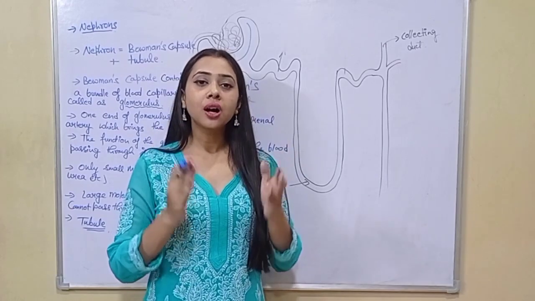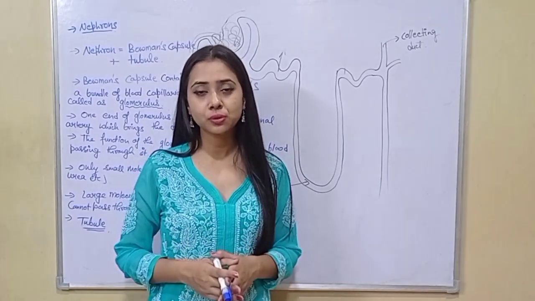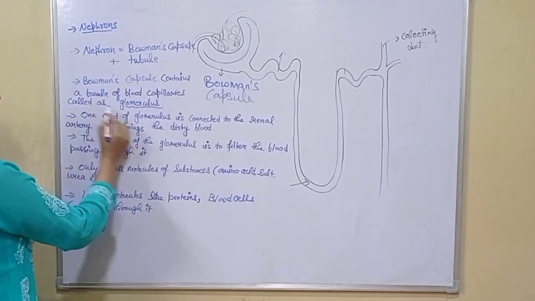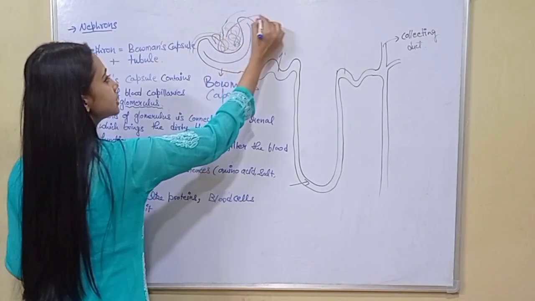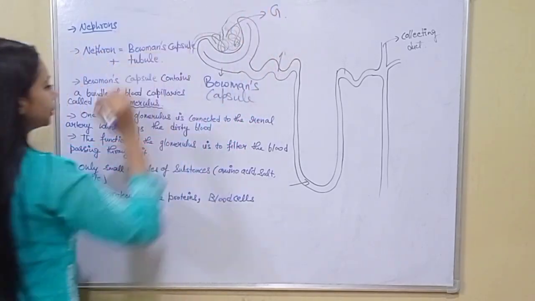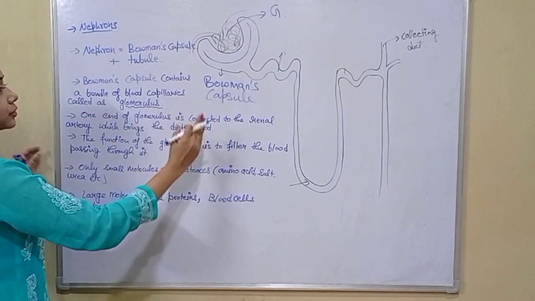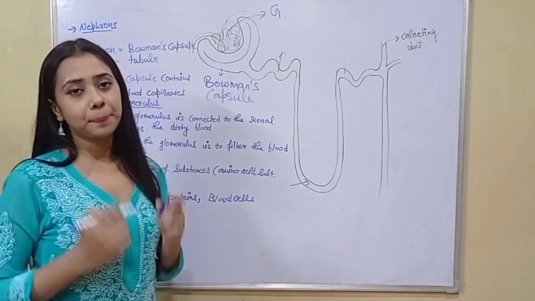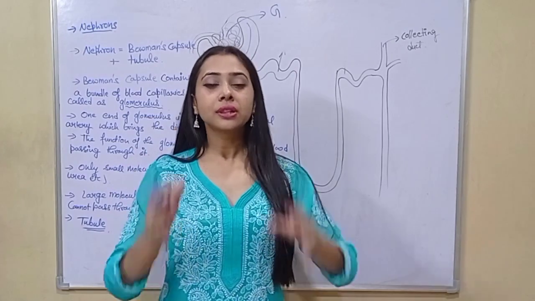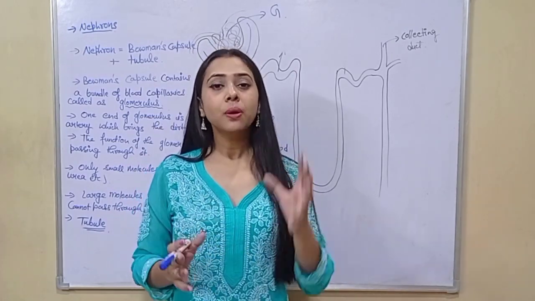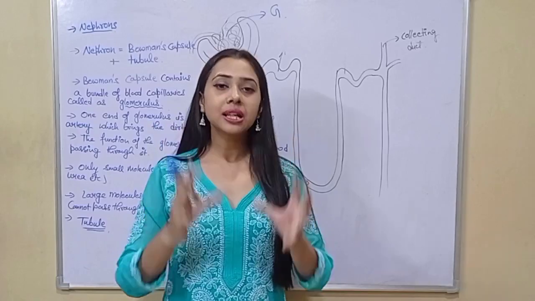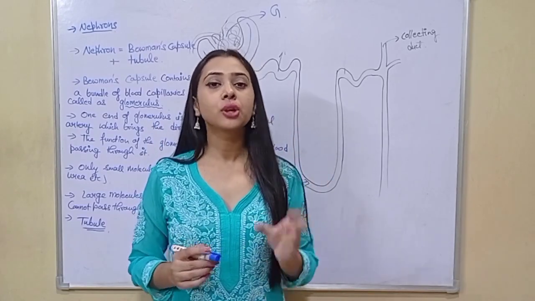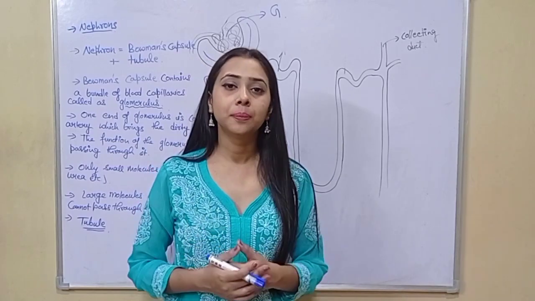Now, when we talk about the function of the Bowman's capsule, it contains a bundle of blood capillaries called glomerulus. One end of the glomerulus is connected to the renal artery which brings the dirty blood. So the Bowman's capsule carries the bundle of blood capillaries known as glomerulus. Now, the function of the glomerulus is to filter the blood.